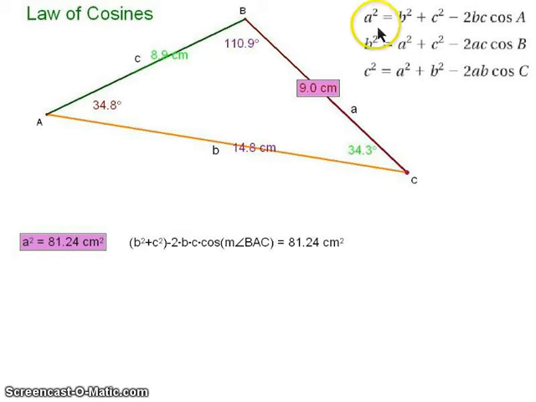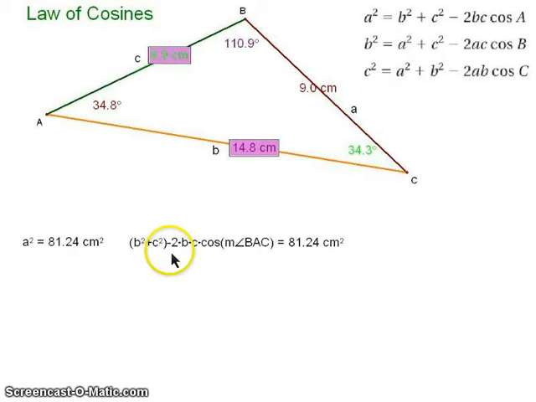Now on the right side of the equation, it's b squared plus c squared minus the rest of it. So that's what I'm going to do here. I'm going to pick up the 14.8 squared and add it to the 8.9 squared. Then I'm going to subtract twice b times c, which is going to be 14.8 times 8.9, times the cosine of angle A, which is 34.8 degrees. And that's where these calculations come from.